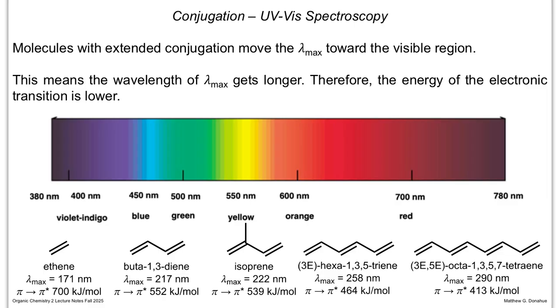And once it's promoted, that means it's higher in energy. So it doesn't really want to be that way. So what happens? It relaxes. And as it relaxes, something has to be given off, and that's the light that you see.